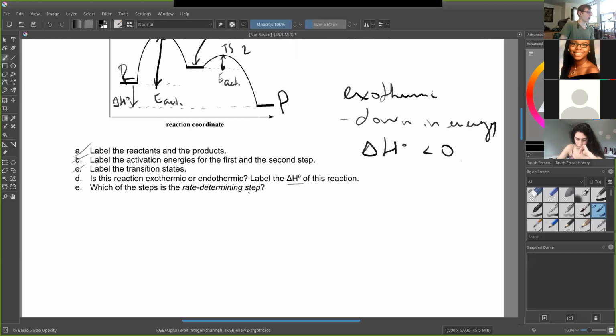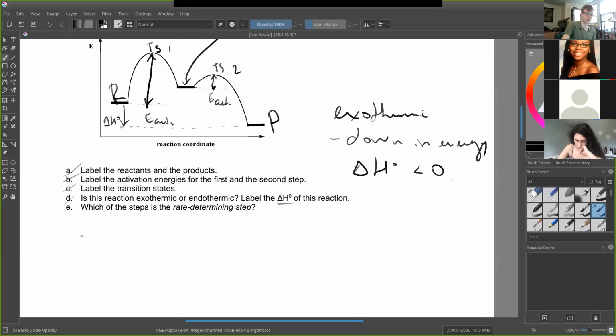Okay. And let's see, rate limiting step. Which of these two? First or second?